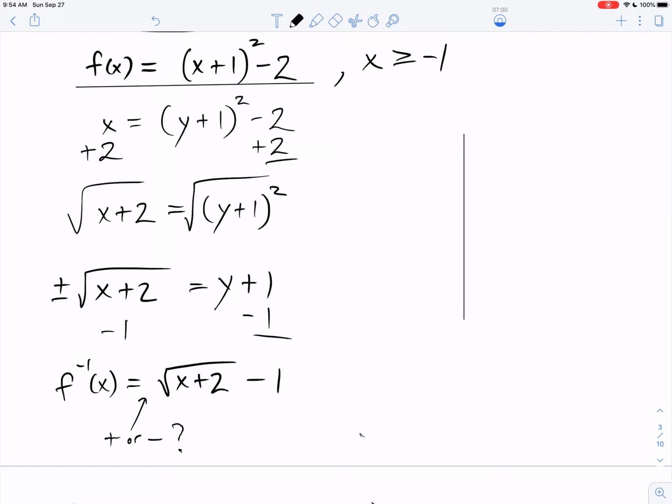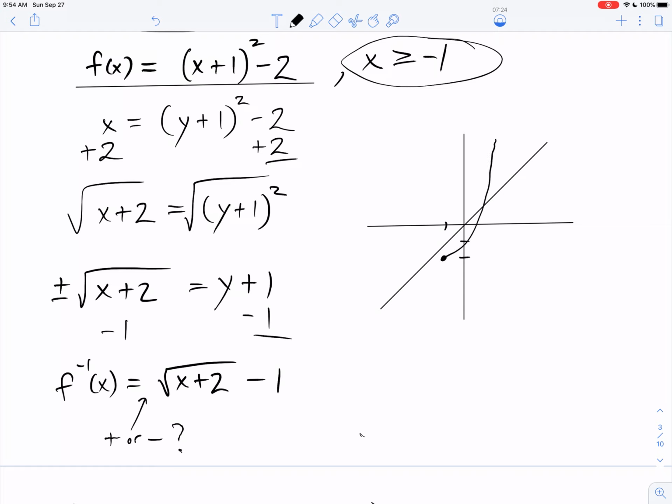So I'm going to draw the graph. And I'm going to draw the line y equals x. Oh gosh, I hope that's not too bad. And let's go to this first one. I'm going to go left 1, down 2. I got a dot. But remember, here's the restriction that I provided. It's going to be everything greater than or equal to -1. So this would be one of these guys. It's just this side of my parabola.